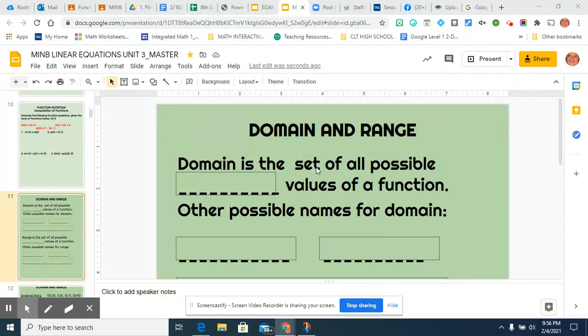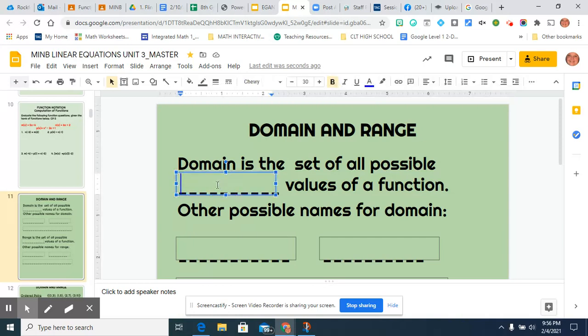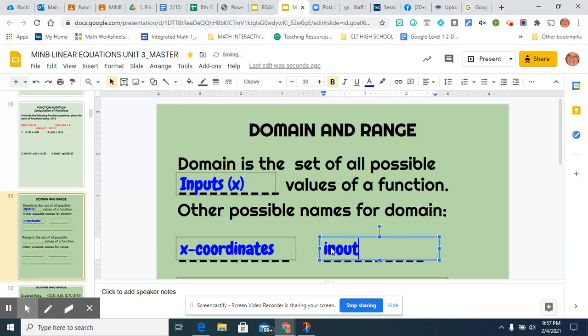So domain is the set of all possible, and if you haven't noticed, I'm in your Math Interactive Digital Notebooks. You can go right to those pages and type it in. Domain is the set of all possible inputs or X values. I'll just put X. And other possible names for this would be X coordinates. Of course, what we just said, inputs into a function.